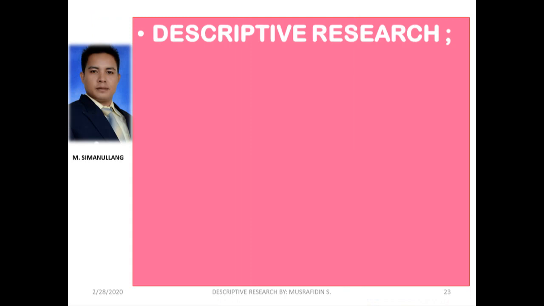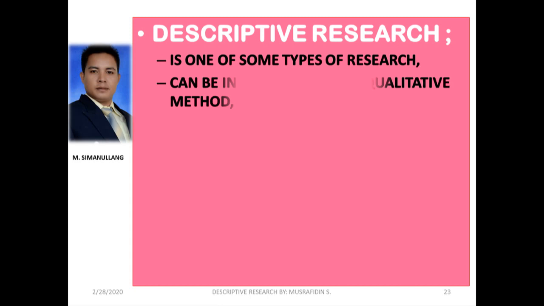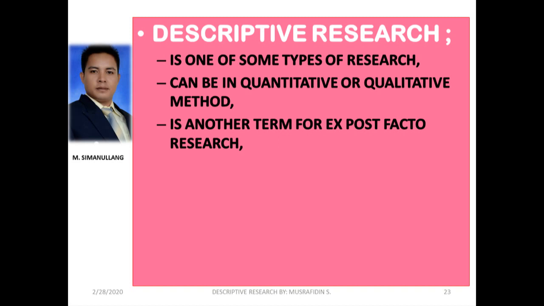And dealing with what descriptive research is, or its definition, we can say descriptive research is one of some types of research. It means one of them. Descriptive research can use a quantitative or qualitative method. It means the way the data is obtained or analyzed can be quantitative or qualitative, because if we talk about quantitative and qualitative methods, we have some designs specific to them. Descriptive research is another term for ex post facto research, especially in the social field.